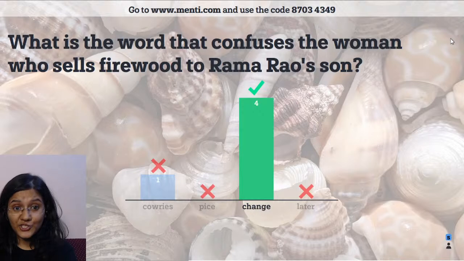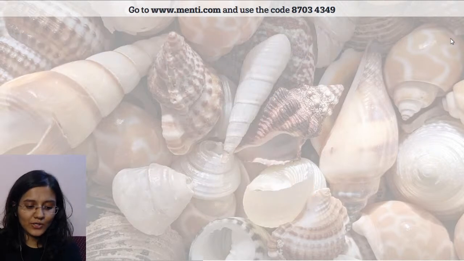Yeah, it is very much change. What's happening is, the woman says it's 4 paise worth, give me 4 paise for firewood, and Rama Rao's son says, I don't have change, come back tomorrow. And we all know what change means, but the woman does not.